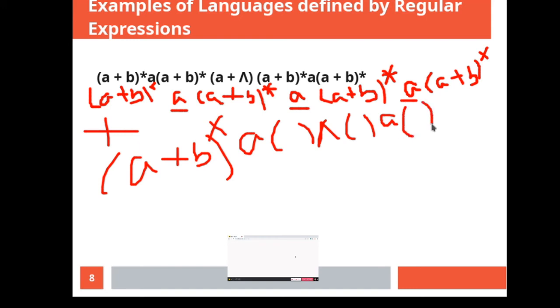So if you notice carefully, now instead of 3 A's you have at least 2 A's. So this regular expression represents a language of at least 2 A's. The above regular expression represents the language that has at least 3 A's, and you are doing a union on them. So anything that has 3 A's will automatically have 2 A's.